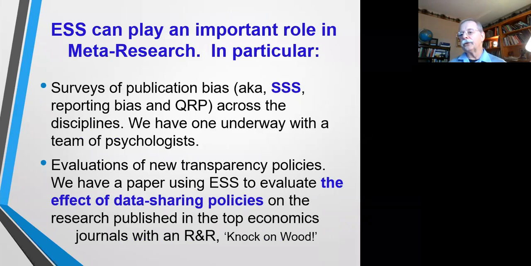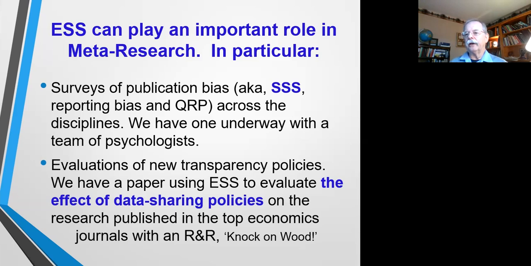Okay, I'm almost done. To say really briefly, excess statistical significance can also be used in meta-research. Like in these big studies of publication bias across the disciplines, it can be used as an outcome, as one measure of publication bias. We have one of these underway right now with a group of psychologists. Yes, we have the Cochrane database in there, a large database of economics, of psychology, political science, I think a couple other smaller disciplines. I actually don't know what it says yet. It's very much a work in progress.